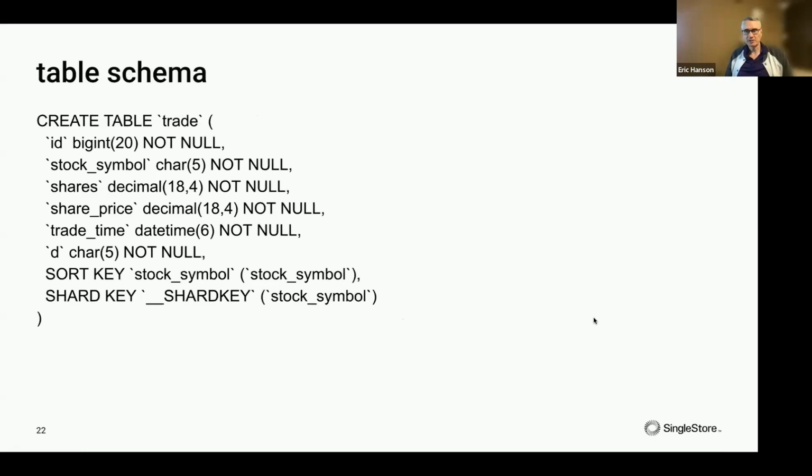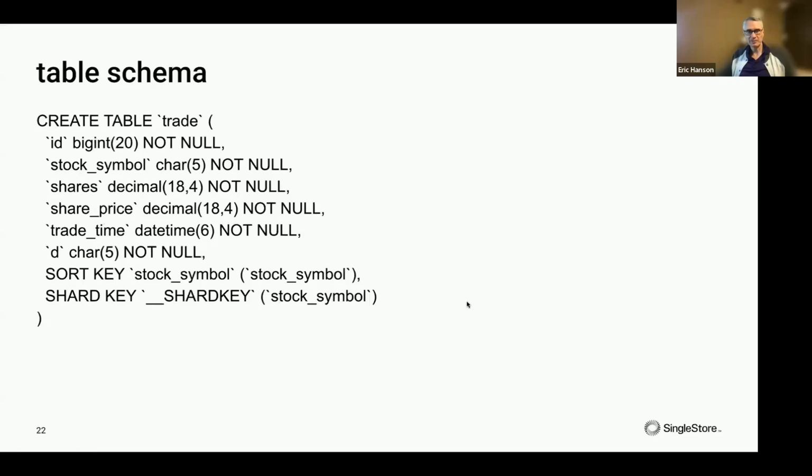So the table schema that I'm going to use to run a query is this mock trade table. Each row has a unique ID number, and then there's a stock symbol, and then the number of shares traded, the share price, and the trade time. So that's the data that makes up this table.